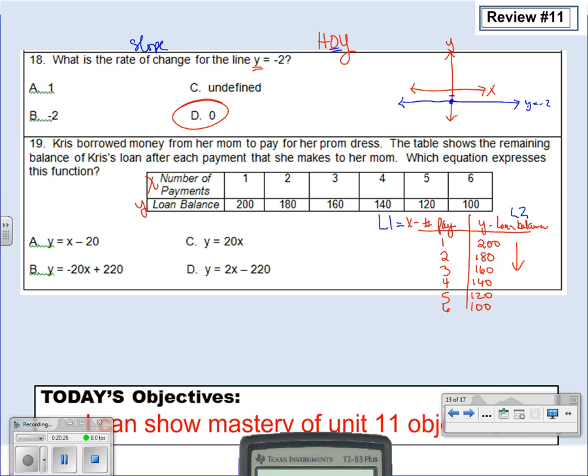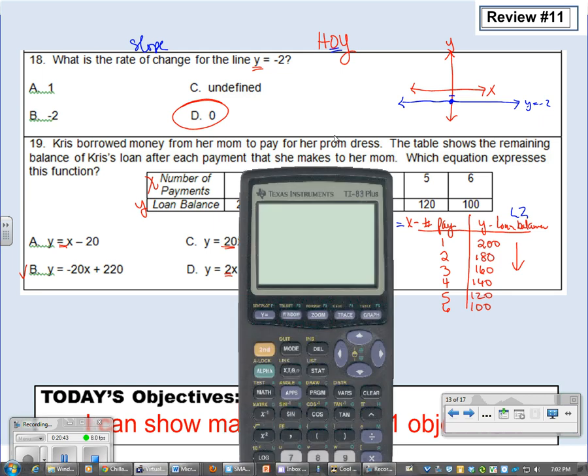So some of you might recognize that if these are decreasing, then my rate of change has to be negative. Rate of change is the number in front of the x, or our slope, and the only one that matches that is B. But we are going to use the calculator just to be sure.